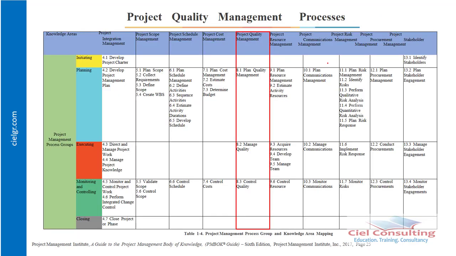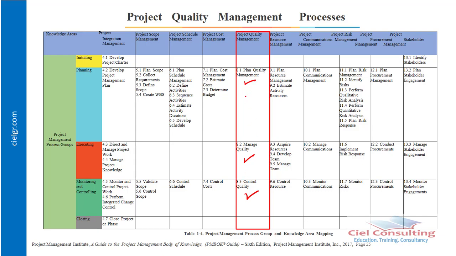If you remember, in the last session, we took a look at the various concepts that we have under project quality management. Now we're going to be taking a look at the processes under project quality management. There are 3 processes: the plan quality management process, the manage quality process, and the control quality process.